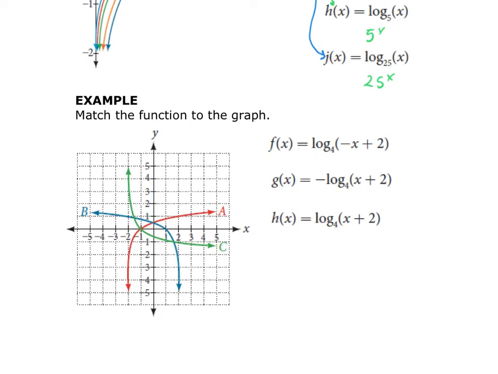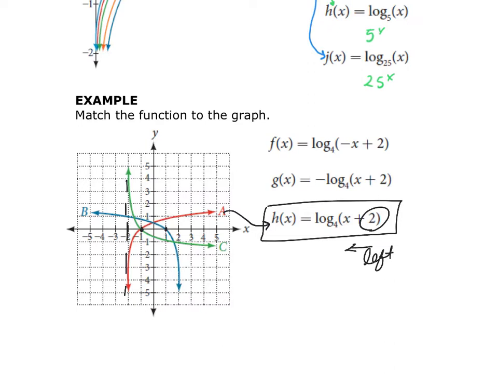So let's take a look at our next example here. My logs are all base 4, so that's good. And they all have a shift, or at least it looks like a shift of left 2. Now be careful. Let's start with our easiest one, which is this one. We know that this moves everything left 2. So it takes my graph, which should have gone through the point (1, 0), and moves it left 2. So that means that A and H are together.